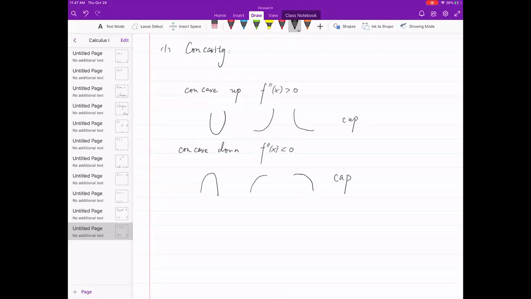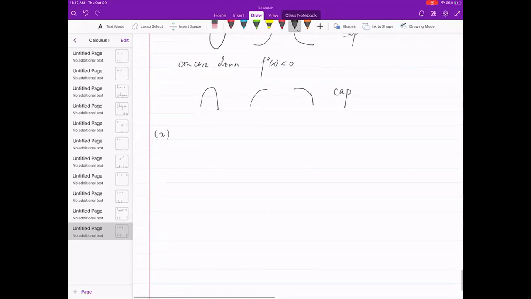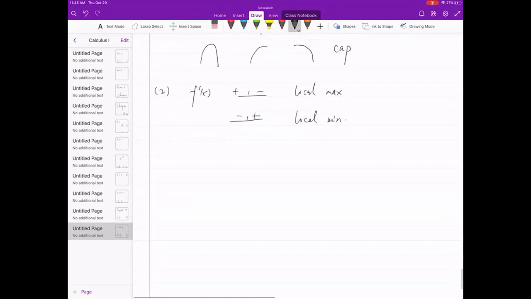Sounds good. All right. Second, when you have f prime x changing from positive to negative, that's where your f prime x changes sign. You have a local max. You have this. You have a local minimum. That's where your function changes its behavior.